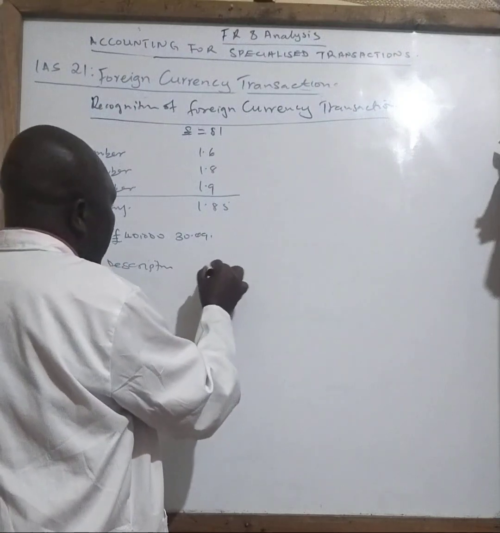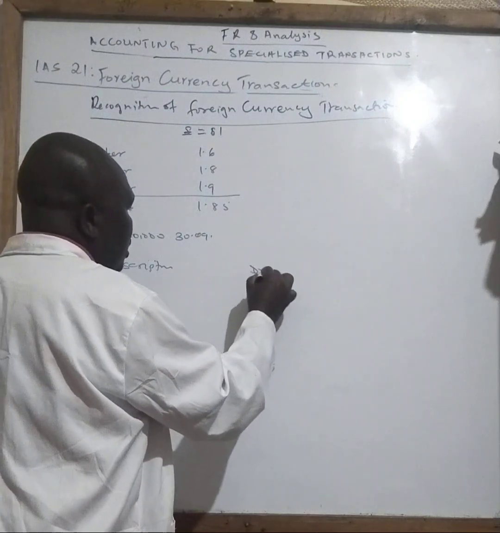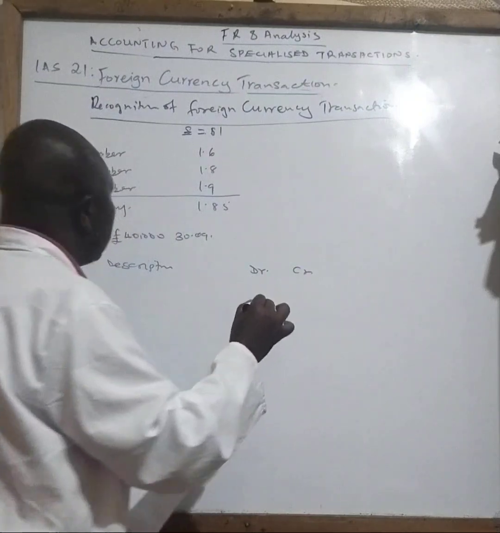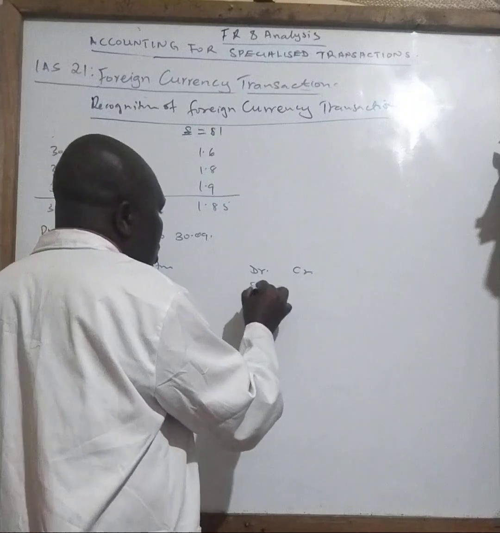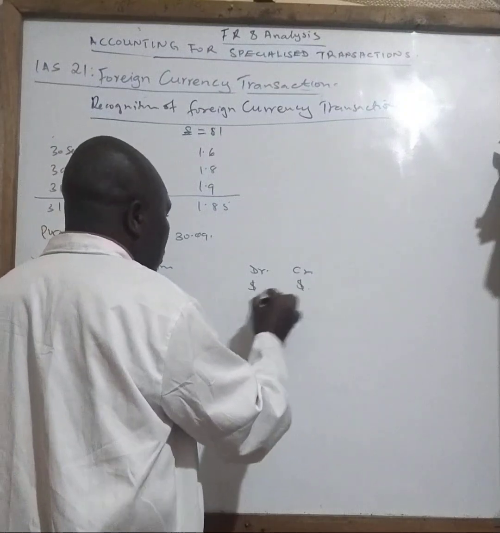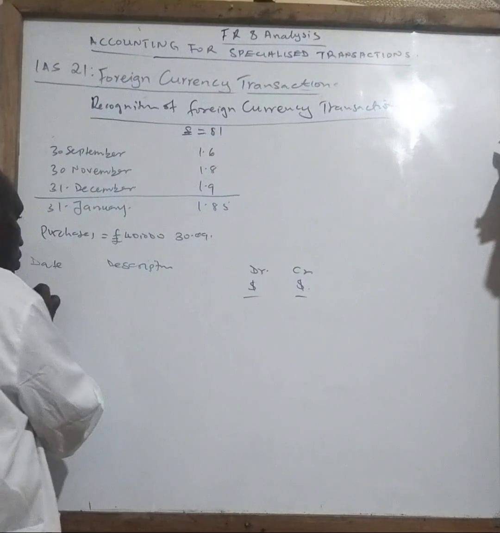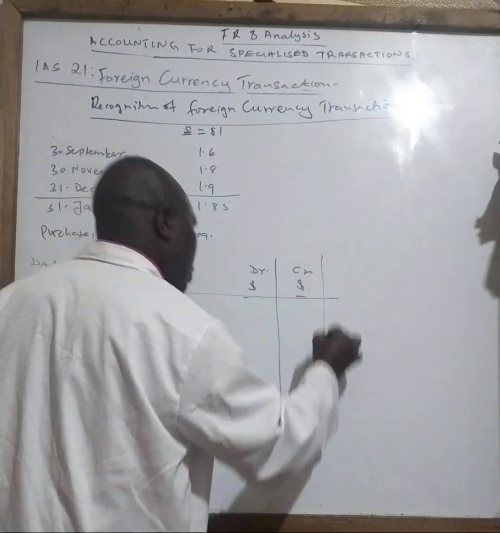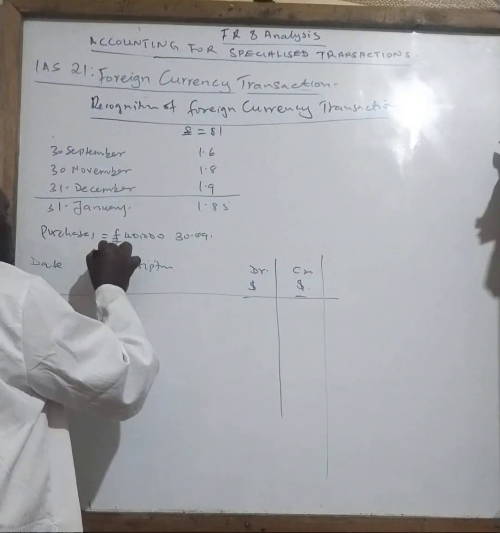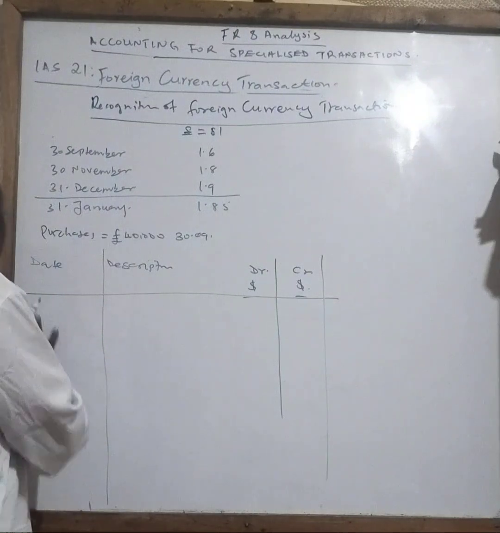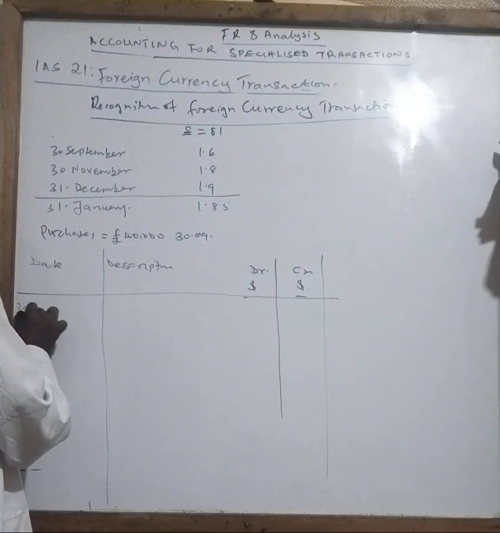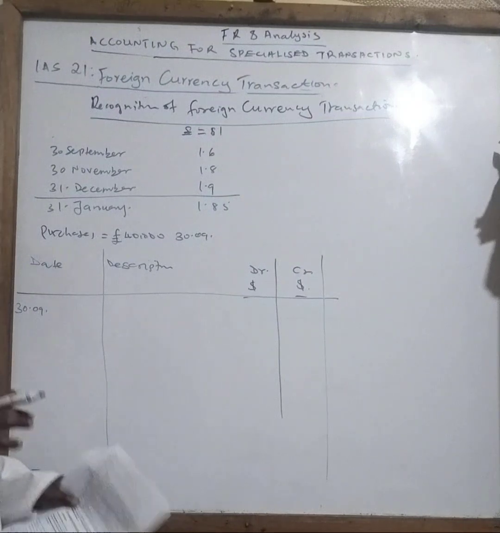Then I can have a debit here and credit there. So it should be in what? So I'm translating this one to dollars. Like that. So we can have something like this taking place. So we can now say, yes, on 30th September, there is recording that is taking place.